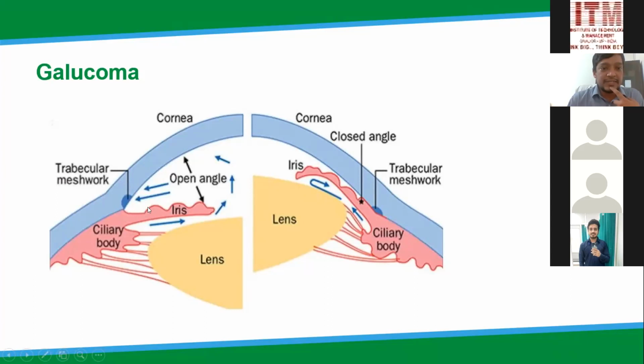Here, you can see this is the iris and this is the cornea. The cornea and iris make an angle here. So we say that adult glaucoma is of two types, open angle and closed angle. Just to give a brief idea of how the eye maintains its pressure and how it increases: eye pressure increases once the aqueous is not able to flow out of the eye. In the adult patient, the trabecular meshwork is not working properly, and sometimes this angle gets blocked.